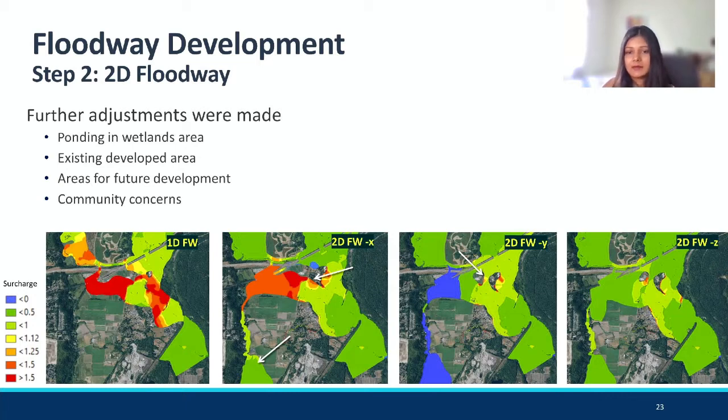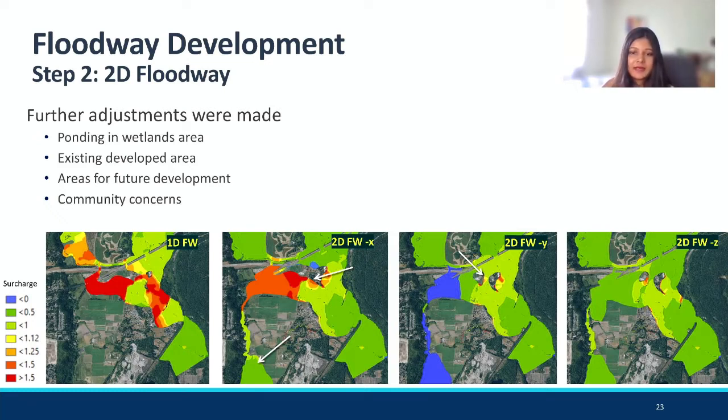The new guidance that's coming up, I think, talks about including negative surcharges if there is an increase in velocity. So these things can be easily addressed, but at the time we were doing this, those were not clear. So we still went through a lot of other iterations and finalized our floodway.